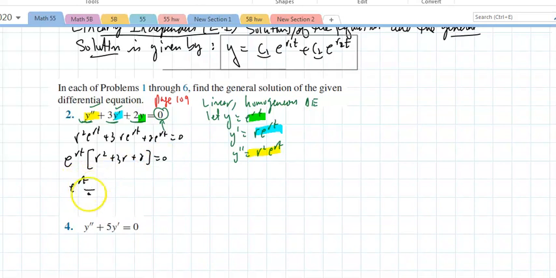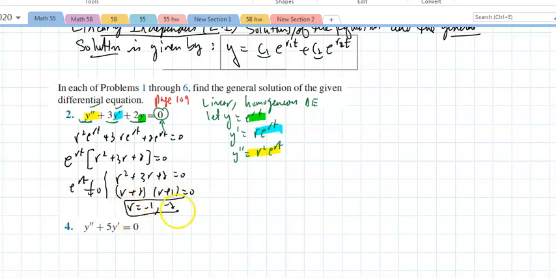e to the rt can never equal 0. So r squared plus 3r plus 2 must equal 0. r plus 2 times r plus 1 must equal 0. r equals negative 1 and negative 2 would be the solution. So first things first, e to the negative t and e to the negative 2t will be the actual solutions.